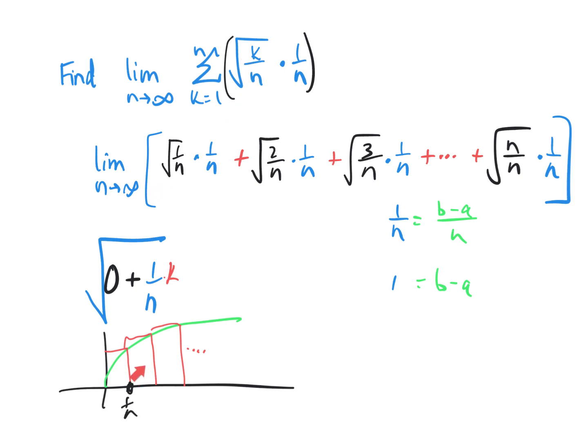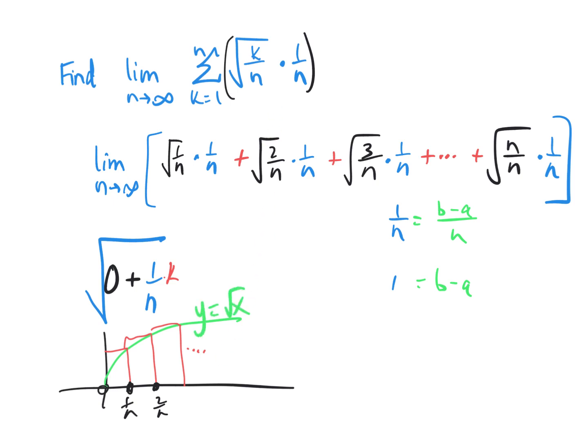And then for the second rectangle, its width is also 1 over n, but its height is going to be the y value, which is the x value, which was 0, plus the width twice. That's our x value. We put it into the function, which gives us our output, which is the height of the rectangle. And it was just the square root of 2 over n. So the function must just be the square root of x.